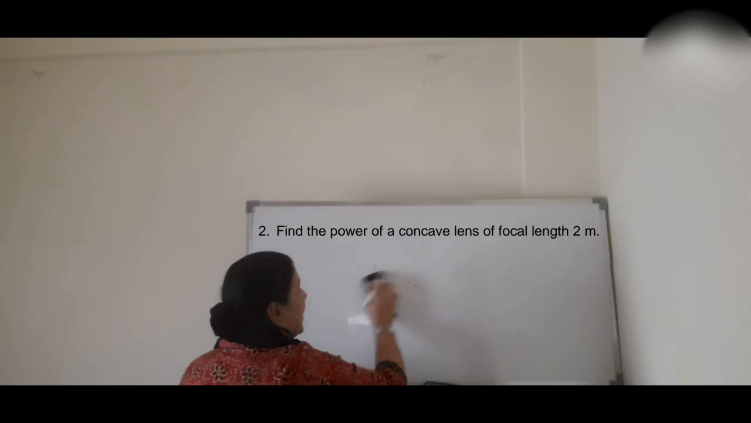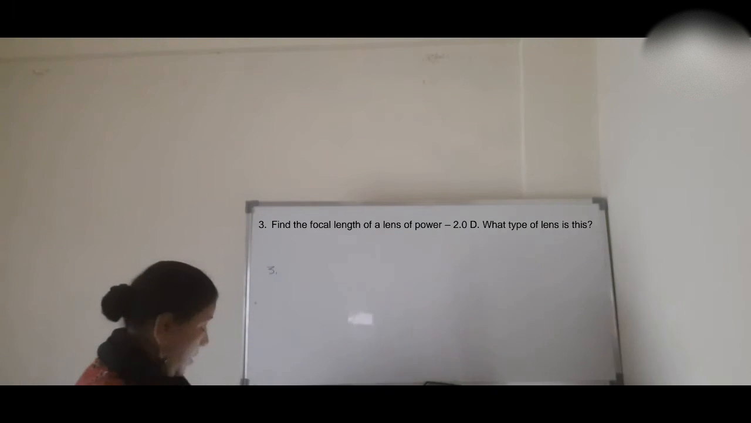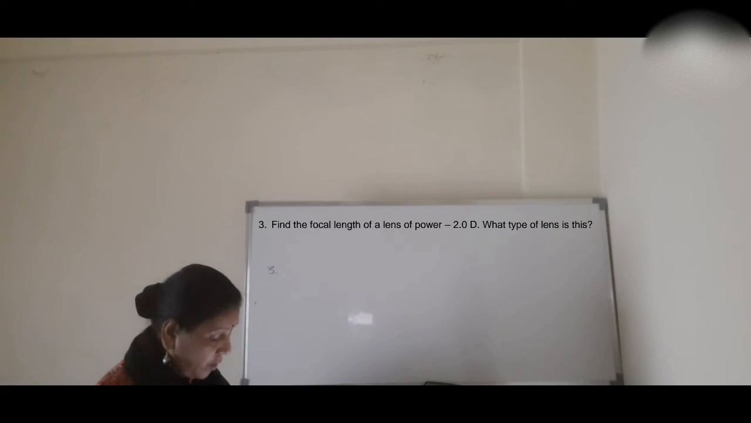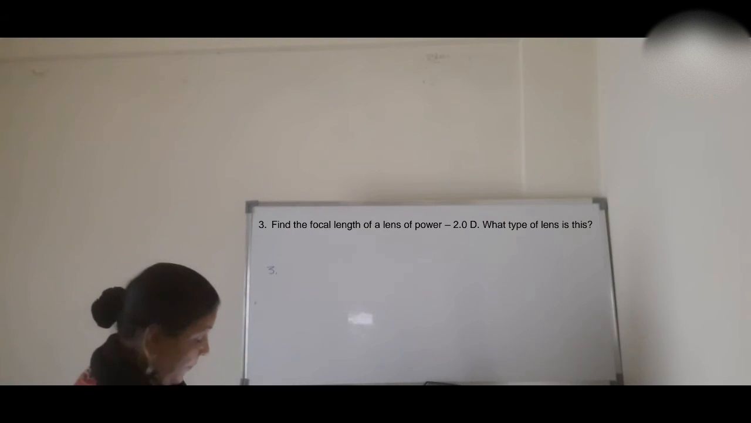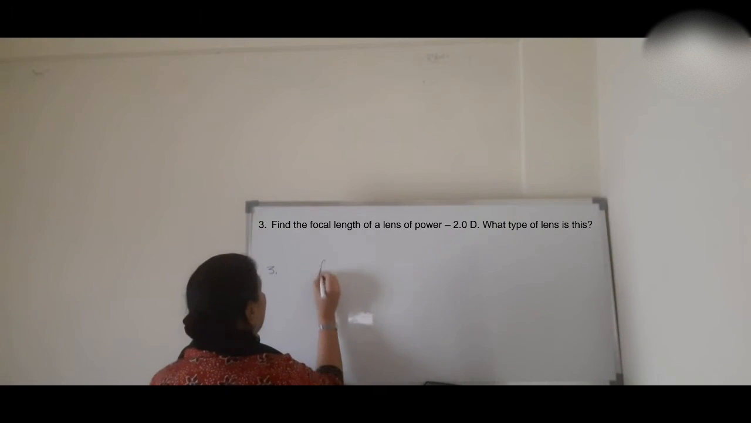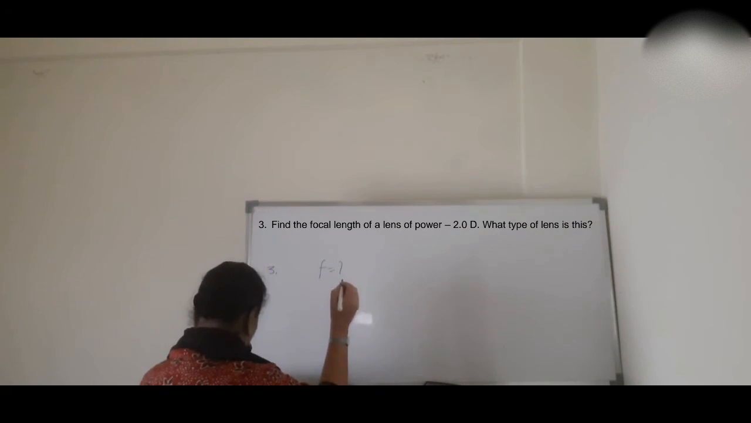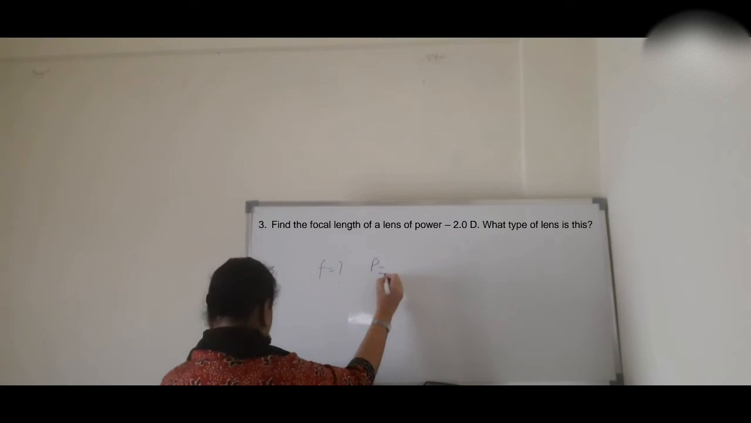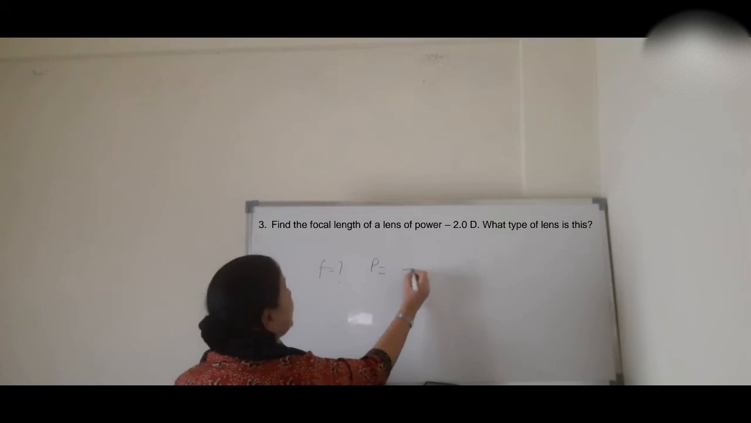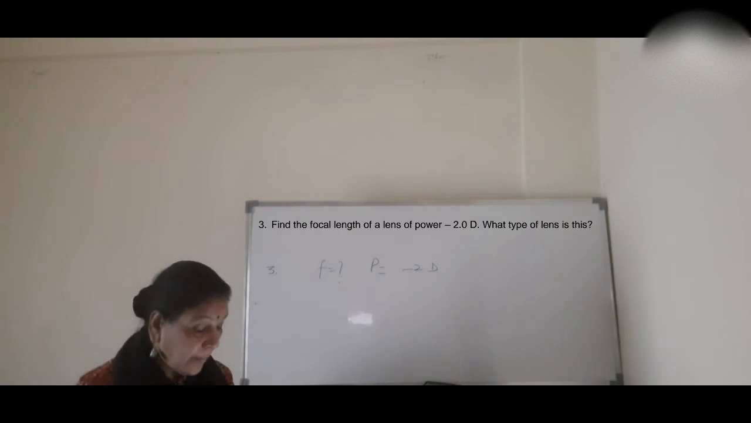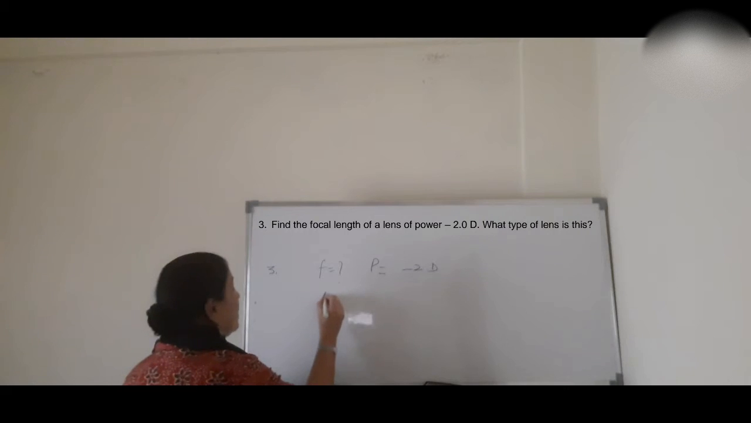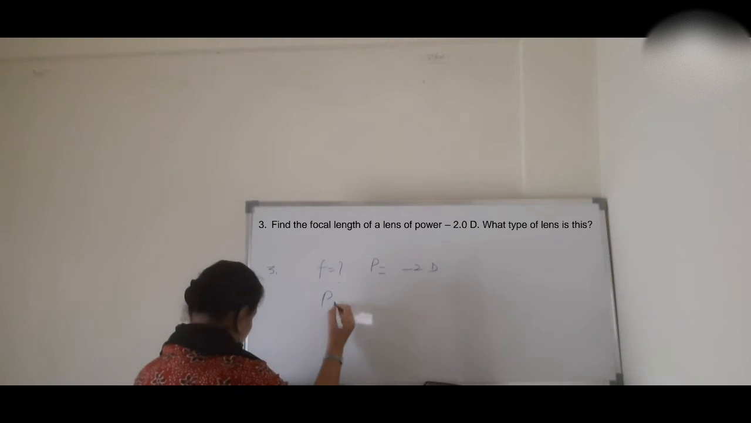Question 3 says, find the focal length of a lens of power minus 2 D. So the focal length you have to find, and you have been given the power as minus 2 D, somewhat the same as what we have done before. Find the focal length, sorry.